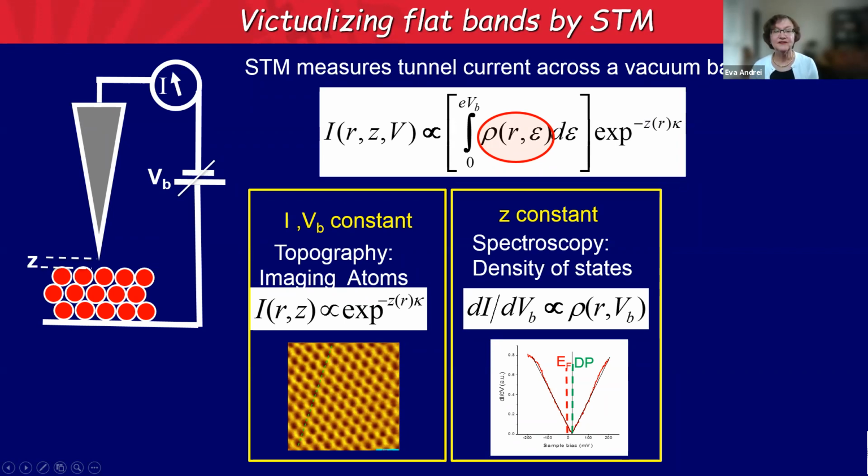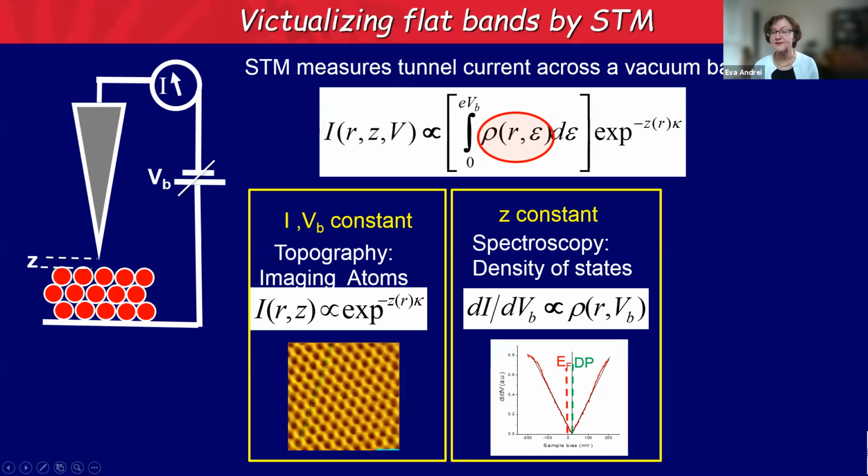Another technique is to realize that the density of states sits in this integral here. So you take the derivative of the current with respect to the bias voltage, dI/dV, and that extracts the density of states. By taking this derivative with respect to bias, you can get the density of states in graphene. Here, in this case, we have a hole-doped graphene sample. So the Dirac point sits right at the minimum of this V shape, and the Fermi energy is defined as the zero of the bias.